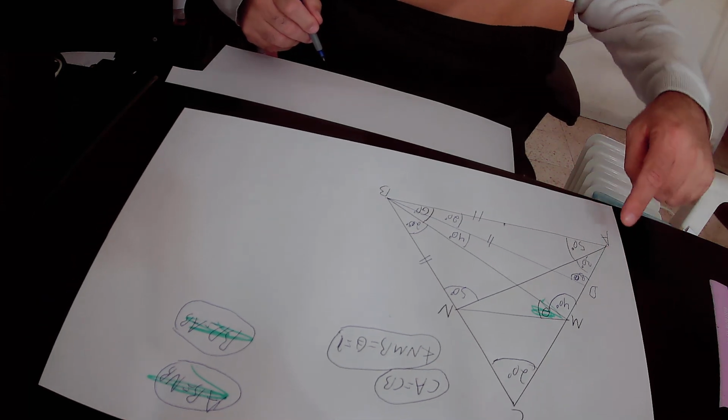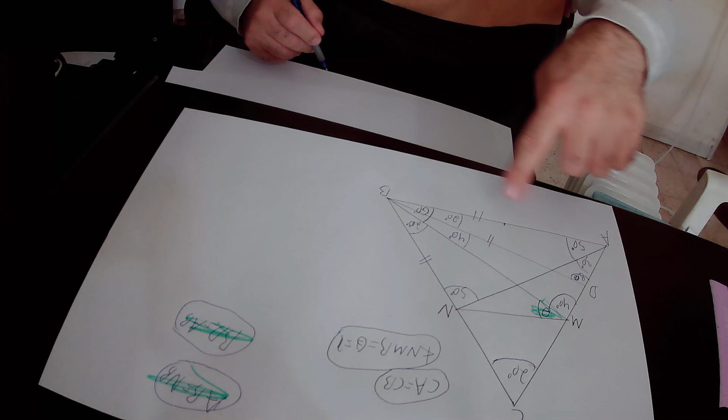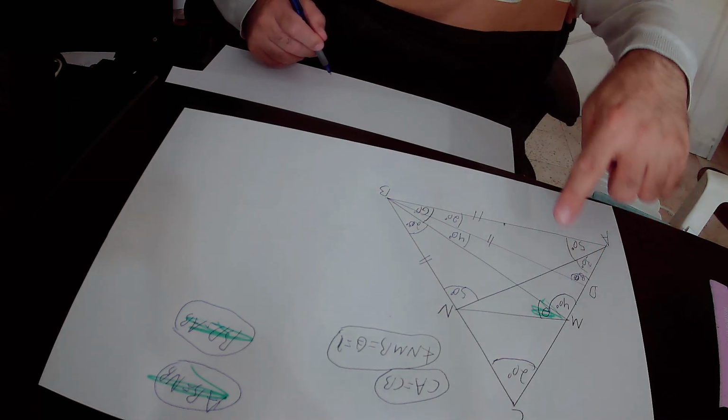In the next step, we focus on triangle DMB. So I copy triangle DMB in a new page and we will analyze it.